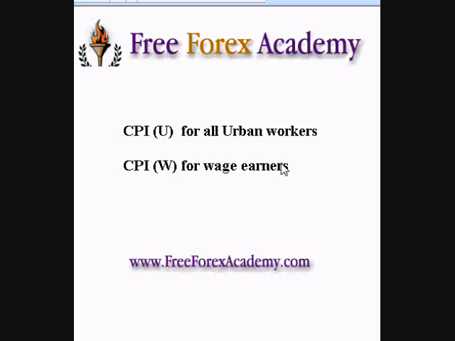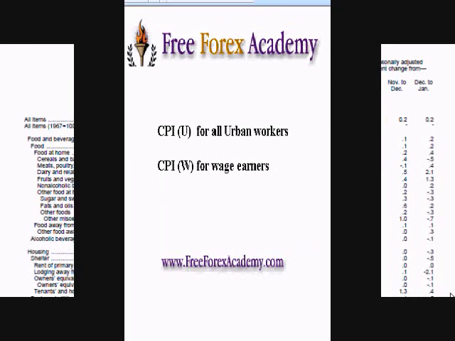The CPI-W report for wage earners covers about one third of the working population and is used for things like cost of living adjustments and Social Security payments.